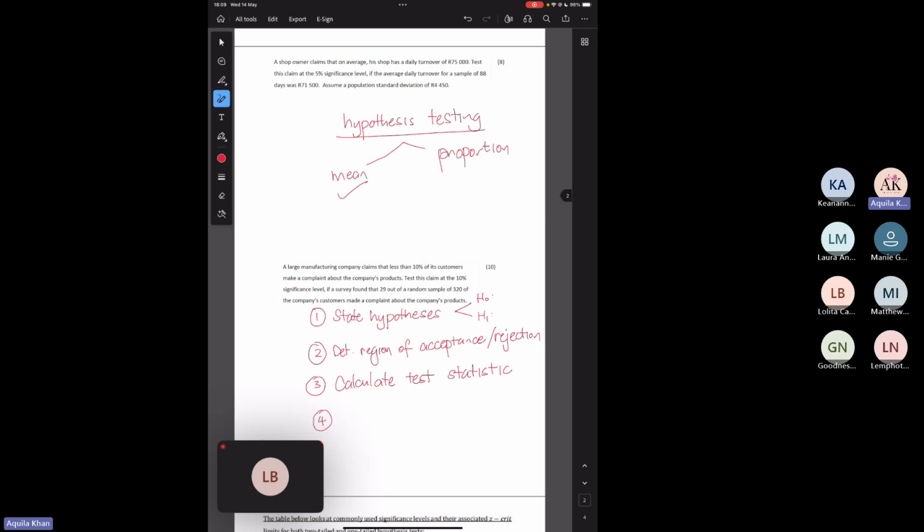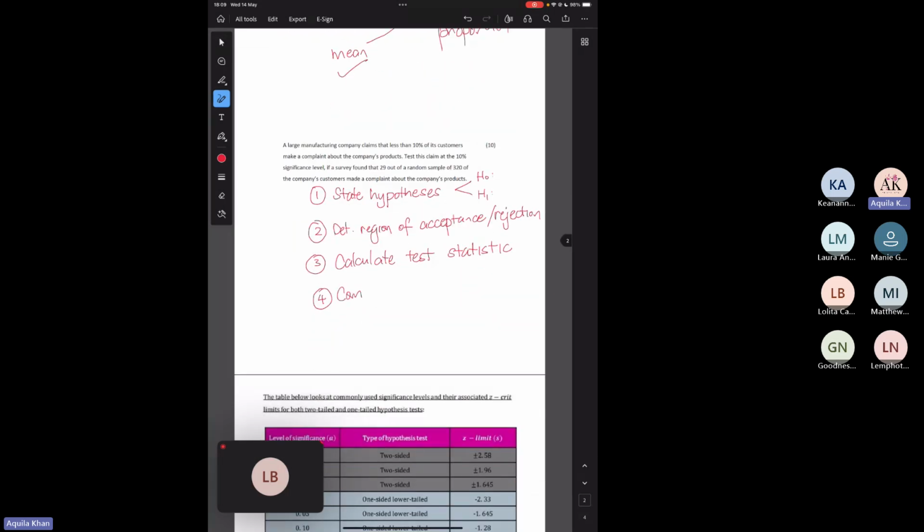Step 4 is to compare the test statistic. So basically compare step 3 to step 2. Compare the test statistic to the region of acceptance and rejection. And step 5 is to conclude. Okay, so exactly the same steps, no difference between the two.